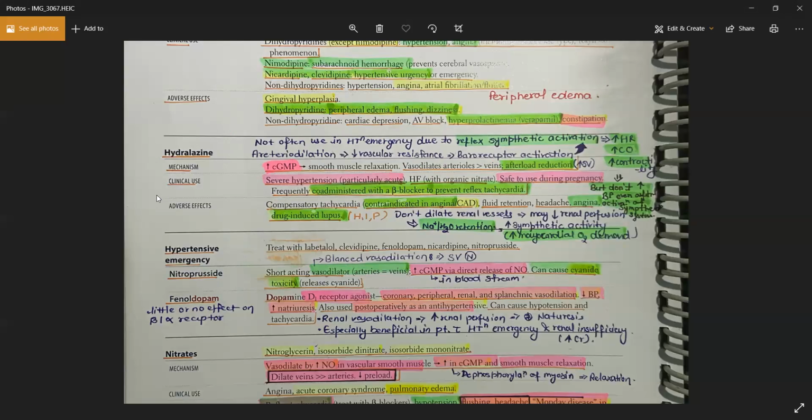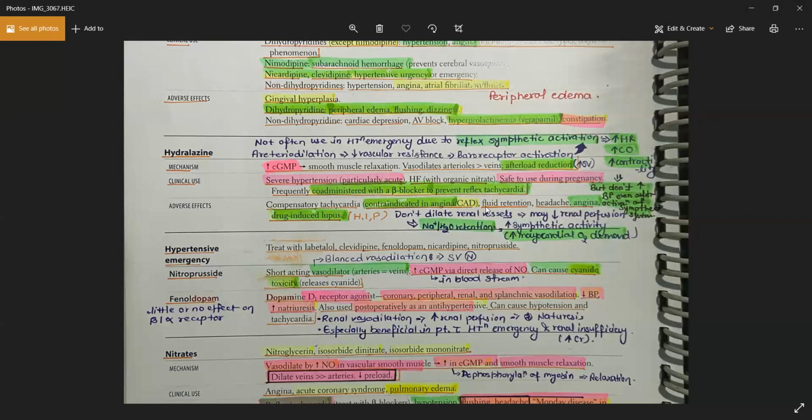Adverse effects: because these drugs are metabolized by acetylation, remember the HIP3 drugs, they can cause drug-induced lupus. They can cause tachycardia, and because of the tachycardia, the demand of the heart would be increased. So they are contraindicated in angina, because in angina you don't want to increase the heart demand, right? Fluid retention can occur.